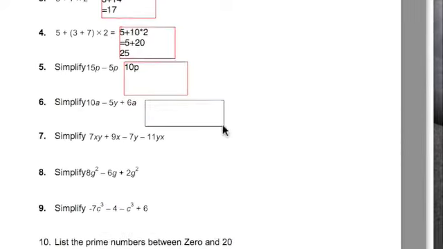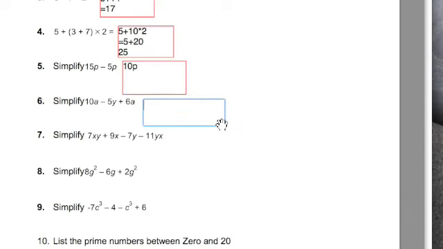Okay, now another text box. So this one behaves itself. They don't always behave at the moment. Okay, so we've got an A, a Y, and another A. So we can work with the A's. We can add 6A to 10A, which gives us 16A. But we can't do anything with the other Y because it's an unlike term, so we're left with minus 5Y there.